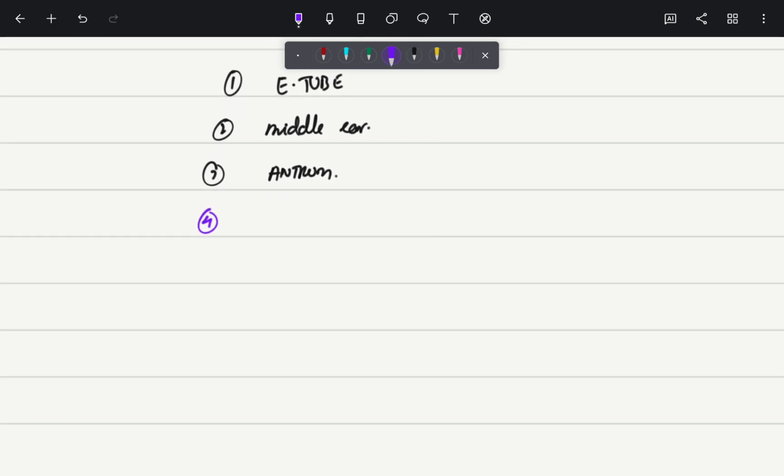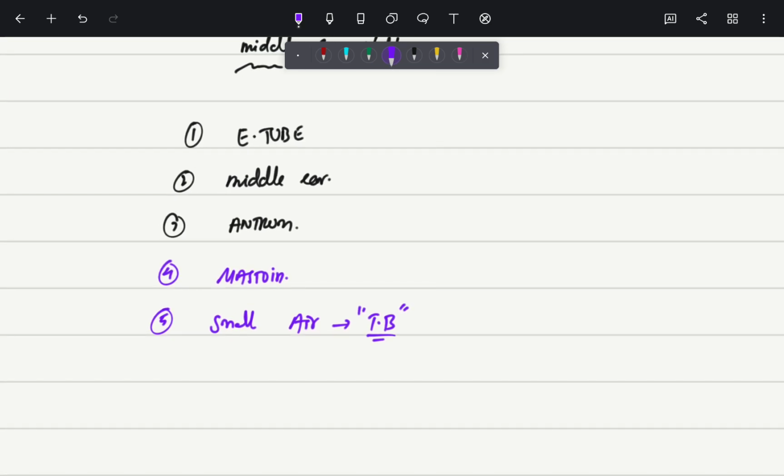And fourth one was your mastoid itself. And fifth one was your small air-filled cavities that are present in your temporal bone. I hope you are clear with this part, because all these constitute the middle ear cleft. I hope you are clear with this stuff.